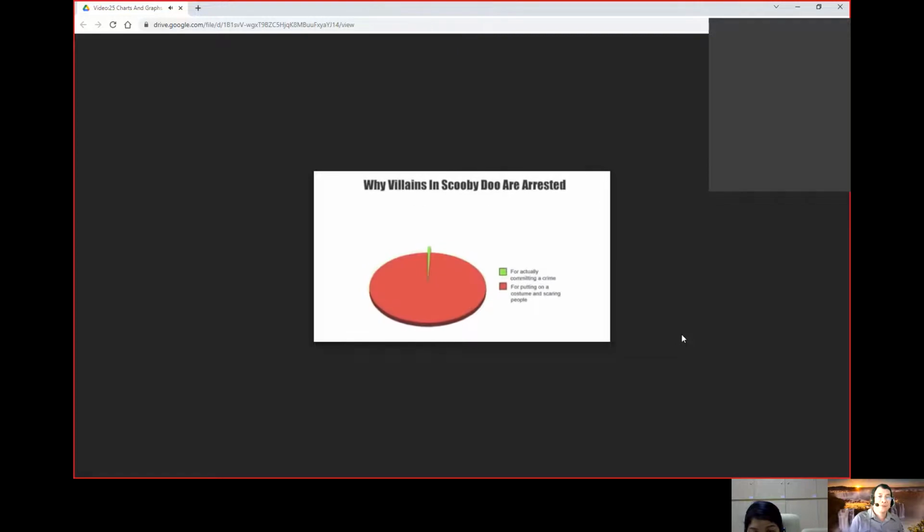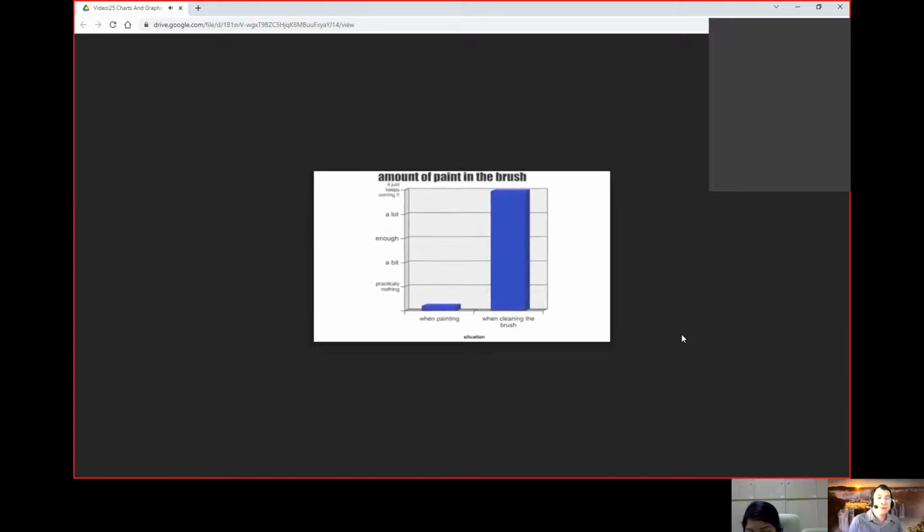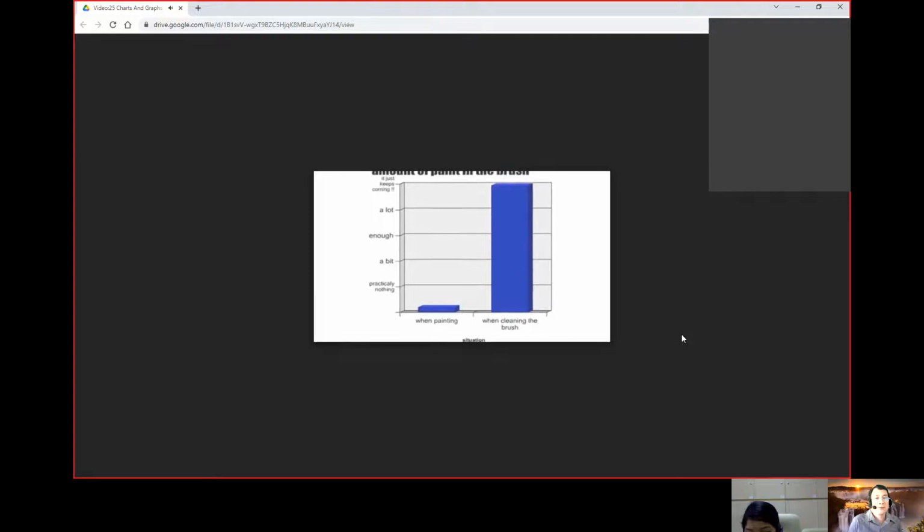Number 13. Why villains in Scooby-Doo are arrested. For actually committing a crime versus putting on a costume and scaring people. Number 12. The evolution of websites over time. Number 11. The amount of paint on the brush while painting versus while you're cleaning the brush.